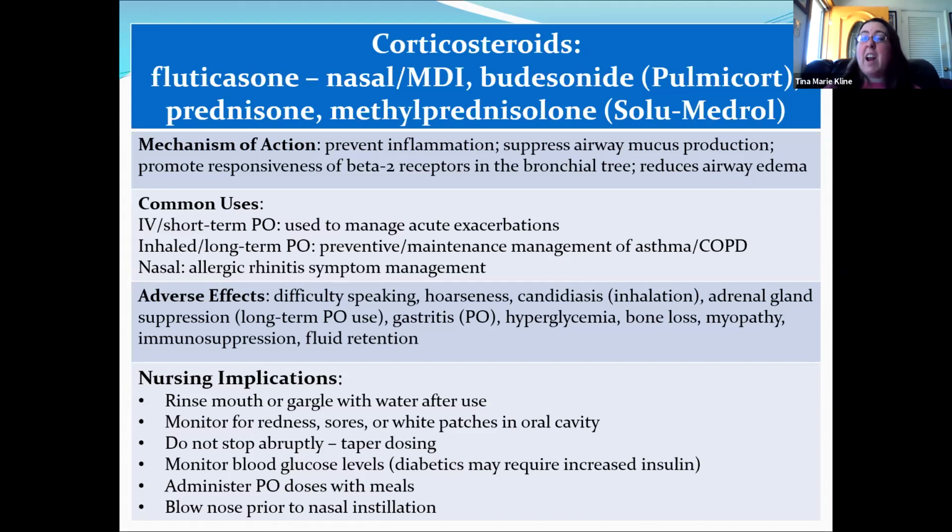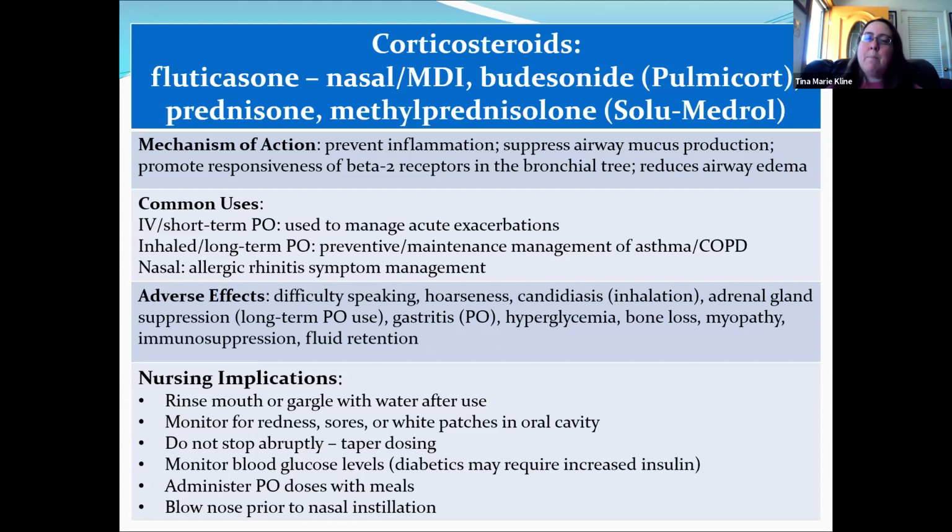That can also be given IM, although if the patient's going to be hospitalized as an inpatient, we're going to give it IV. However, sometimes if the patient is seen in urgent care or in the ER, they may give it via IM injection and then give them a prescription for PO prednisone to taper that dosing.